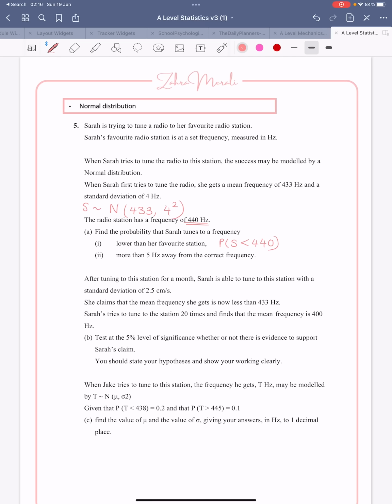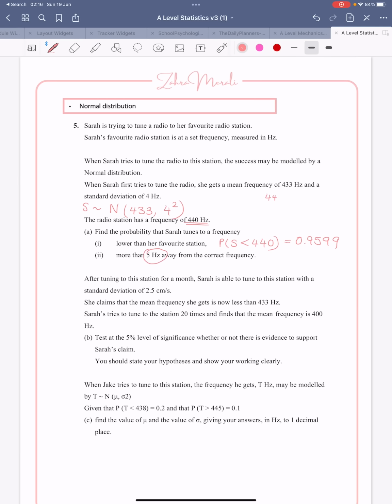So the sliver is so small, if you ever get asked anything with equals, it's just 0. So we're trying to find the probability S is less than 440, and we get 0.9599. And then we're going to look at more than 5 kilohertz away.